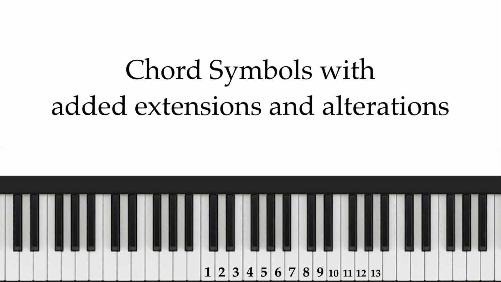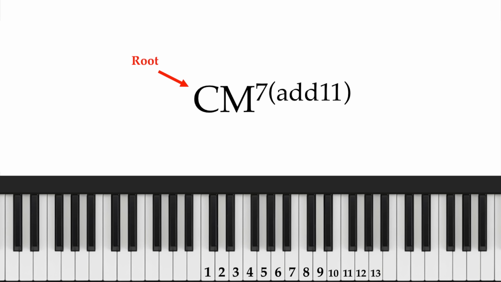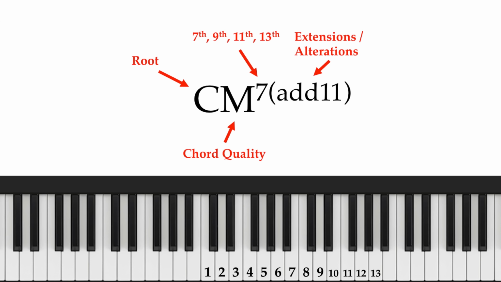Chord symbols wise, this is how I like to write out chords with added extensions and alterations. So we have our root. So if we're playing a C chord, the root is C. If we're playing a G chord, the root is G. Then we have our chord quality, major, minor, diminished, augmented, etc. Then we have a designation of a 7th, 9th, 11th, or 13th chord. And then in parentheses, we have the added extensions and or alterations. So here we have a C major 7, add an 11. So we're adding an 11 extension.